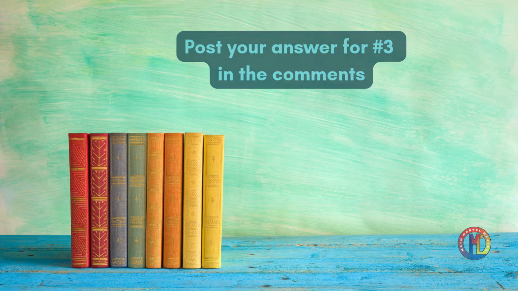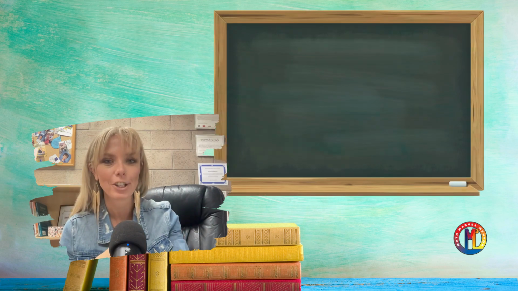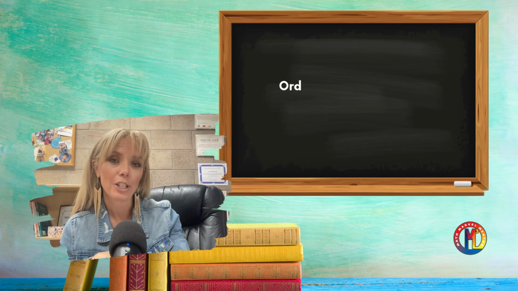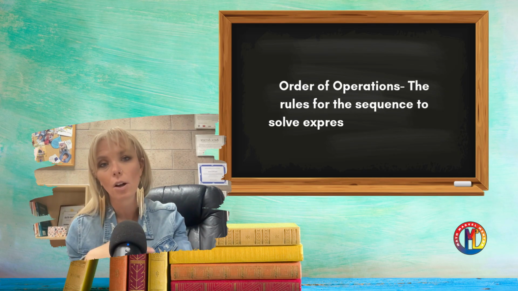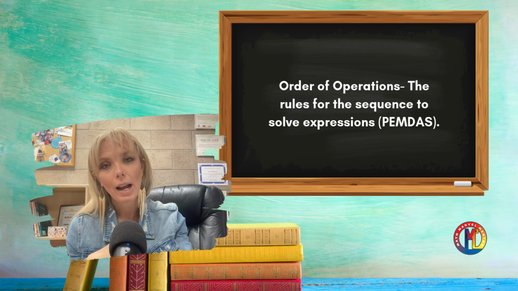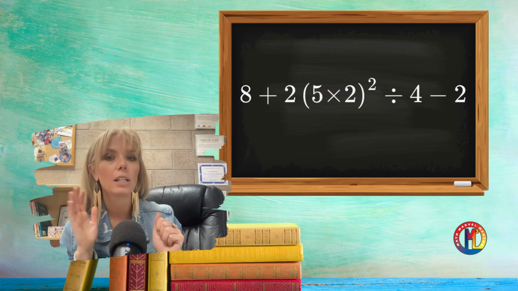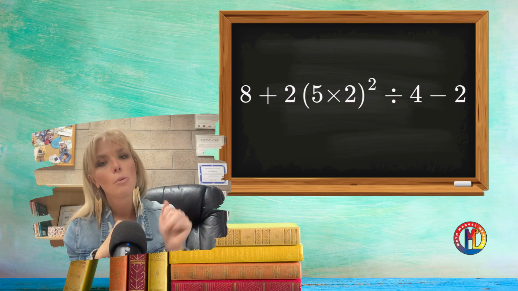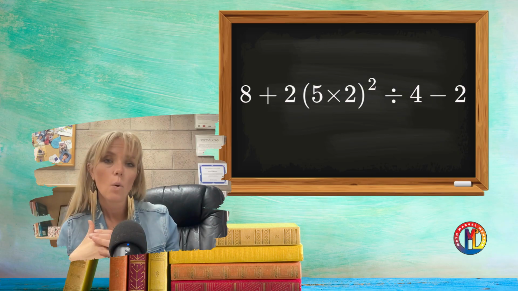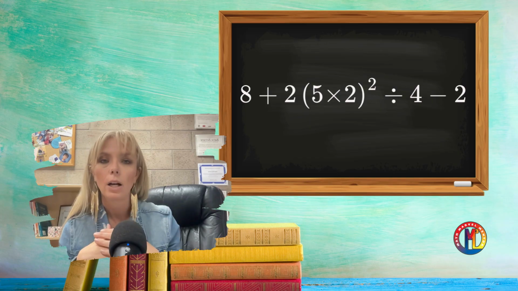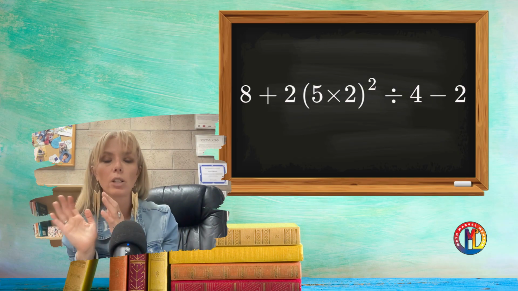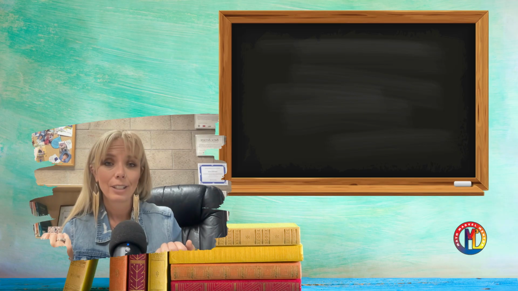Now that we know what exponents are and how to evaluate them, we're going to get into the order of operations. Order of operations in mathematics is a set of rules that we use for the sequence to solve expressions. If we have an expression that has addition, subtraction, exponents, multiplication, division, the order actually matters. If we just started with whatever we wanted, like, oh, I want to do addition first, or this part's easier, we're all going to get different answers.